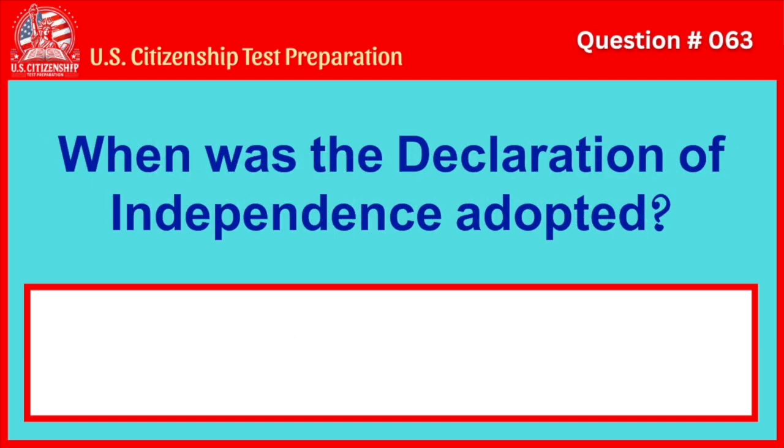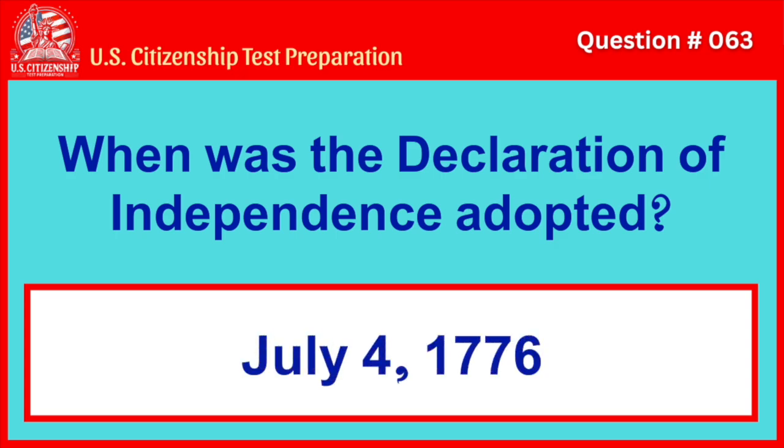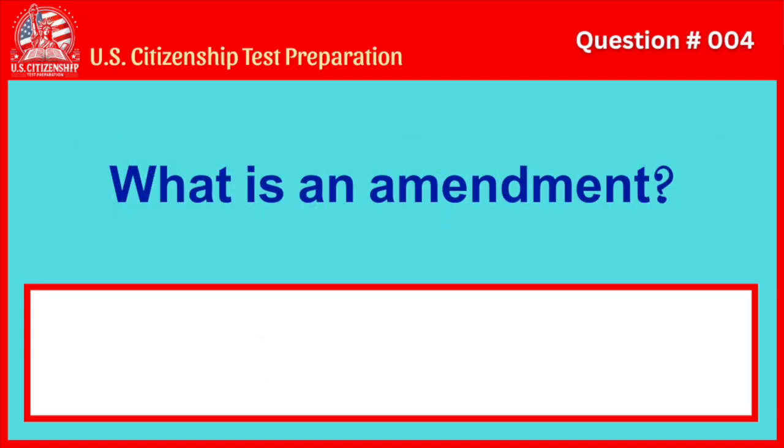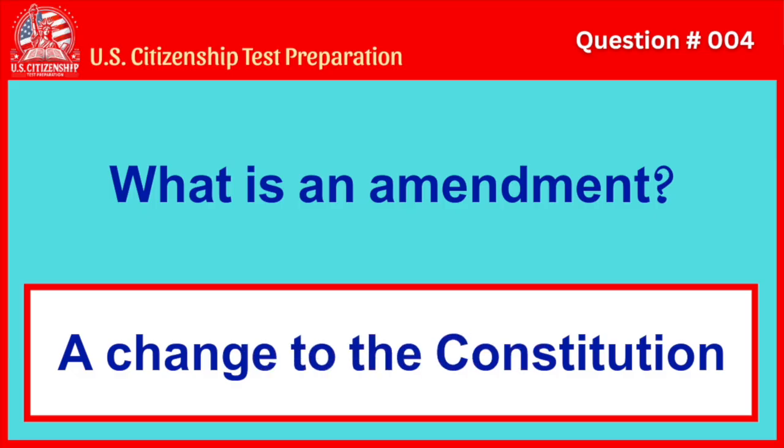When was the Declaration of Independence adopted? July 4, 1776. What is an amendment? A change to the Constitution.